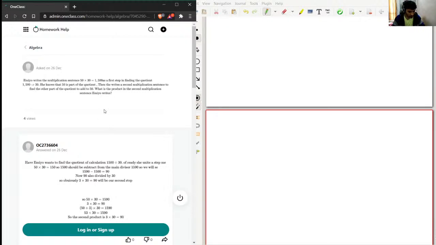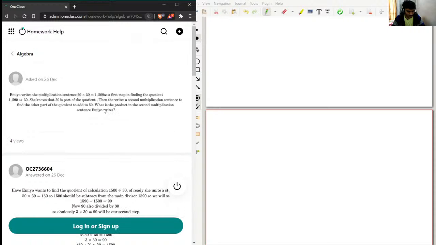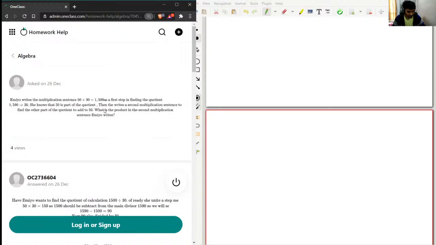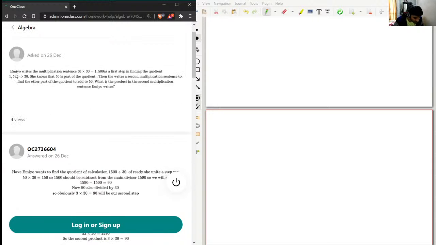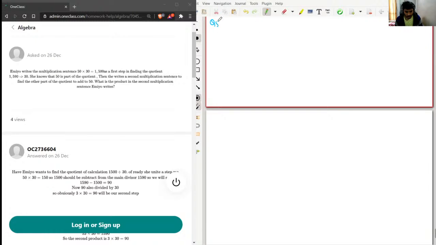I think you won't be able to see this question. I'll just zoom this. Yep. So Emio writes the multiplication sentence 50 into 30. First I should write the question number here. This is question number 5. So multiplication sentence 50 into 30 equal to 1500 as a first step in finding the quotient of 1590 on 3. She knows that 50 is part of the quotient.